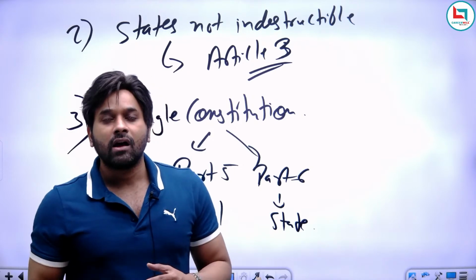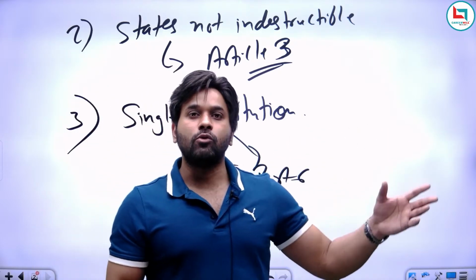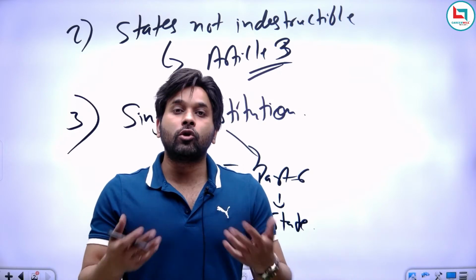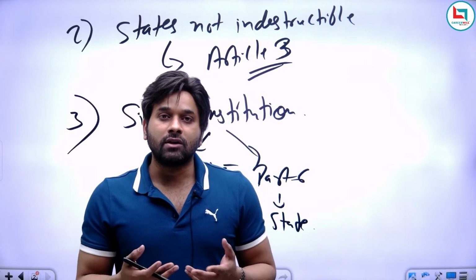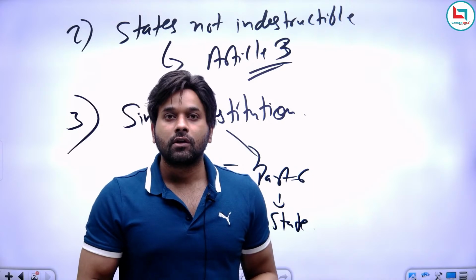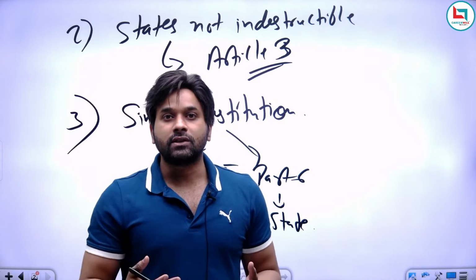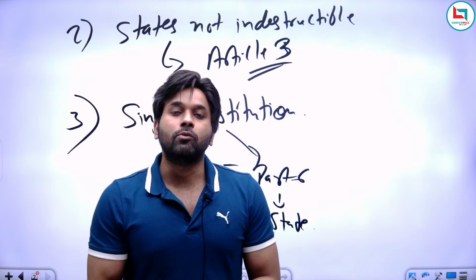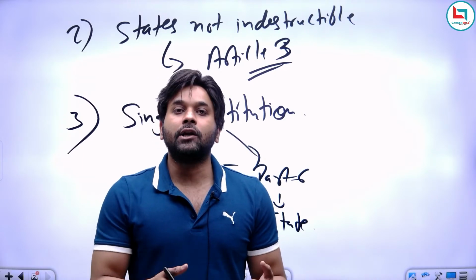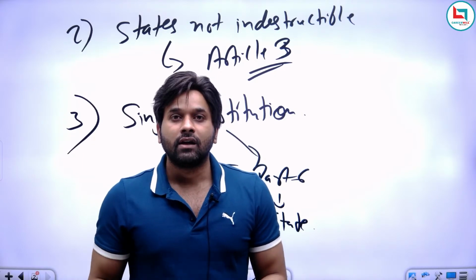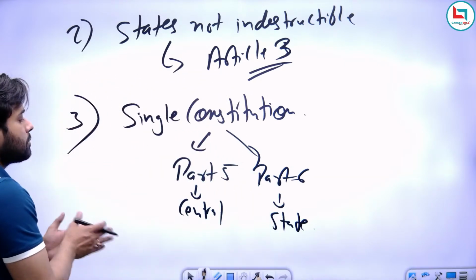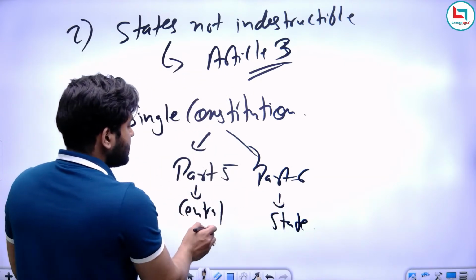See, in India, what happened during the time when Jammu Kashmir was a state? At that time, Jammu Kashmir had its own constitution. We all know that Jammu Kashmir had its own constitution. So that was a federal feature, a state having its own constitution. But after 2019, Jammu Kashmir was relegated to the status of union territory, which never happened in our country. So the single constitution provides for Part 5 and Part 6, central and state government.